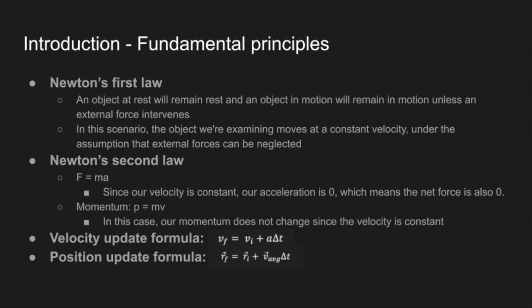For momentum, momentum equals mass times velocity, and in this case, our momentum does not change since the velocity is constant. We also want to use the velocity update formula, which is final velocity equals initial velocity plus acceleration times delta t. The position update formula is final position equals initial position plus average velocity times delta t.